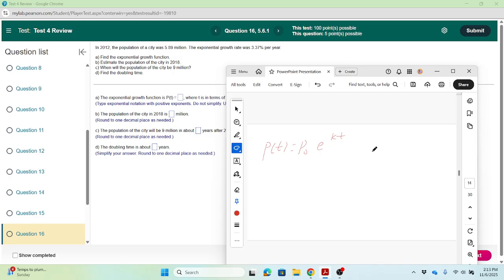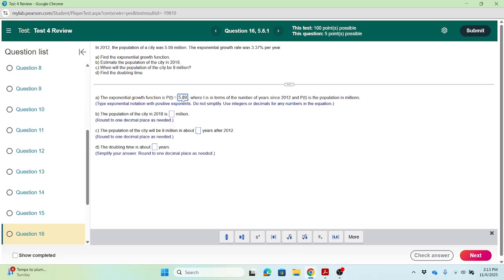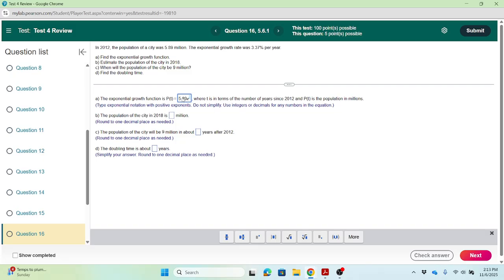In 2012, so the starting time is 2012, the initial population is 5.89 million, and the rate is 0.0337, because that's 3.37 divided by 100. And t is the time. So the exponential growth function is 5.89 e to the power 0.0337 t. So that's the function of time.